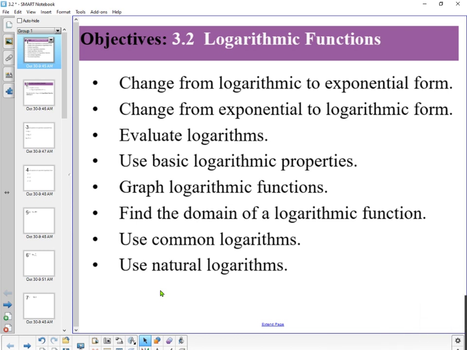So, we're doing section 3.2 today, logarithmic functions. We'll go as far as we can. I know today's kind of a weird day. It's still a regular full class, but we'll do what we can.